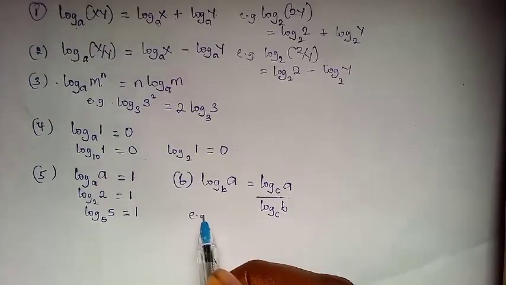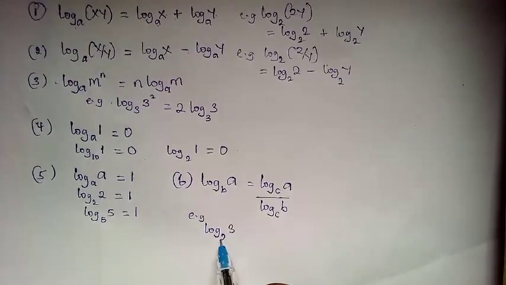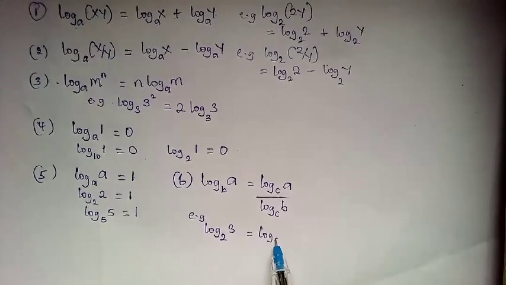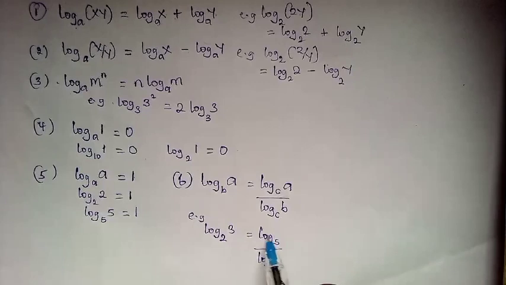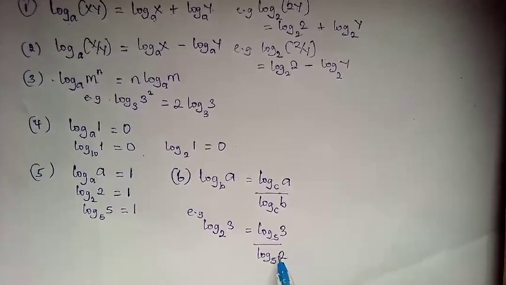So if, for instance, we have log of 3 to base 2 and you want to change the base to 5, it's going to be log to base 5 over log to base 5, with 3 as the numerator and 2 as the denominator.